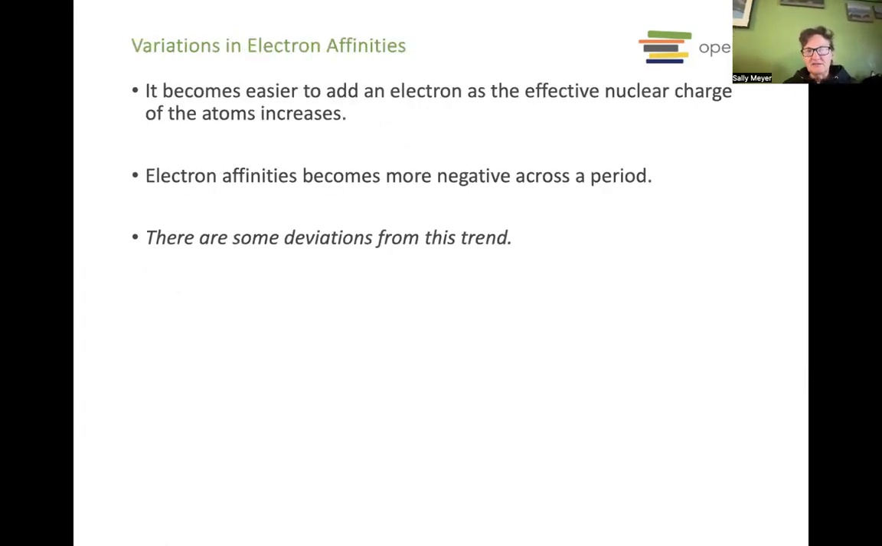So it becomes easier to add an electron as the effective nuclear charge of the atoms increases. So that makes sense. If you want to stick an electron onto an atom, it's going to be easiest to do if it sees a large effective nuclear charge. So electron affinities become more negative going from left to right. As you go from left to right, atoms shrink. Therefore, the effective nuclear charge gets bigger, and therefore it will be easier to stick an electron on. And as always, there are some deviations in this trend.